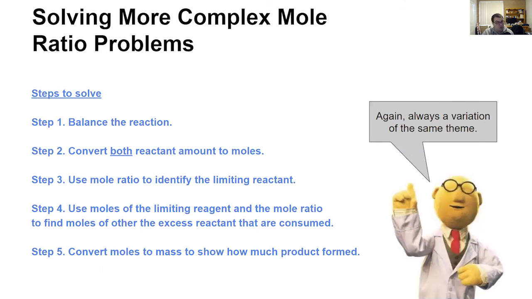Okay, so thinking about how we solve our more complex mole ratio problems, again, there is a common theme to this sort of problem. One, we need to balance the reaction. 2, work out the moles of each reactant. 3, using the mole ratio, work out which of those reactants is the limiting reactant. 4, using the moles of the now identified limiting reagent and the mole ratio, work out how much of the other material will actually be consumed in the reaction. 5, convert the moles to mass to show how much product forms in the reaction.